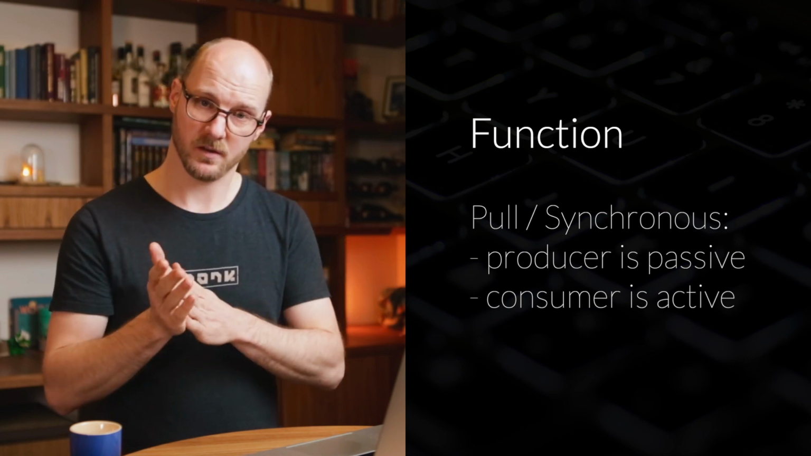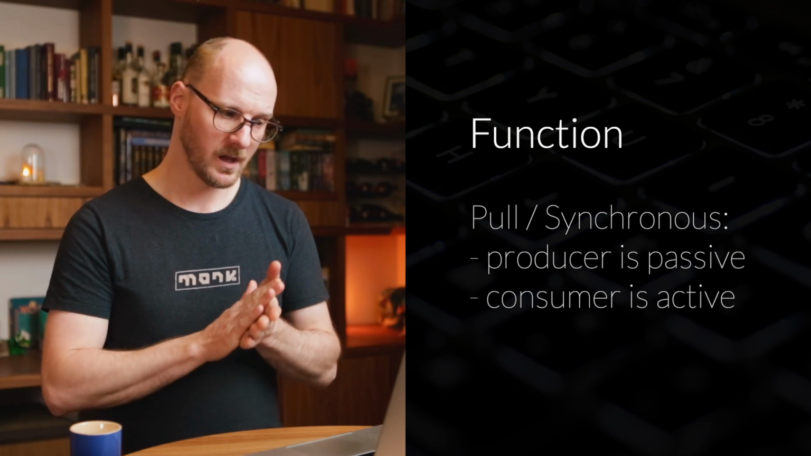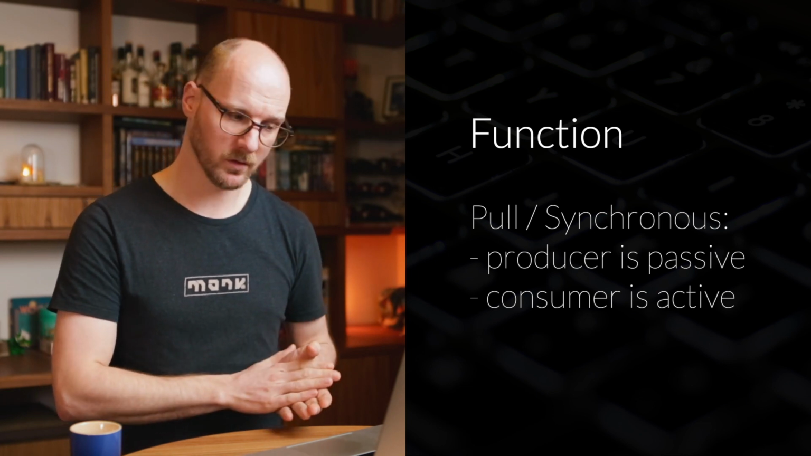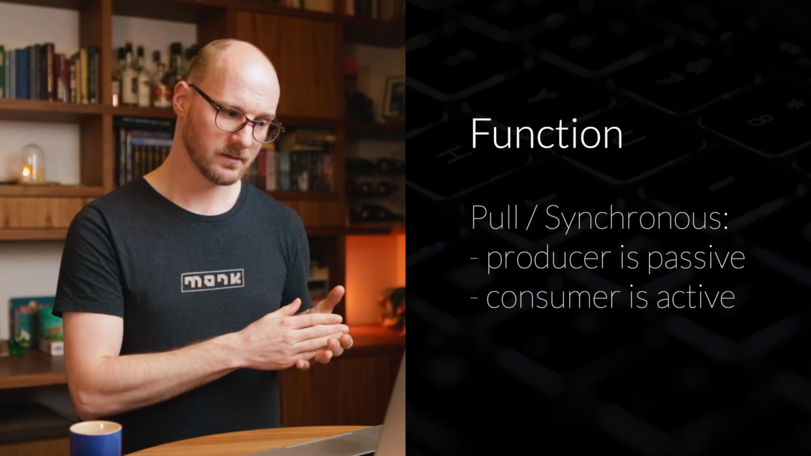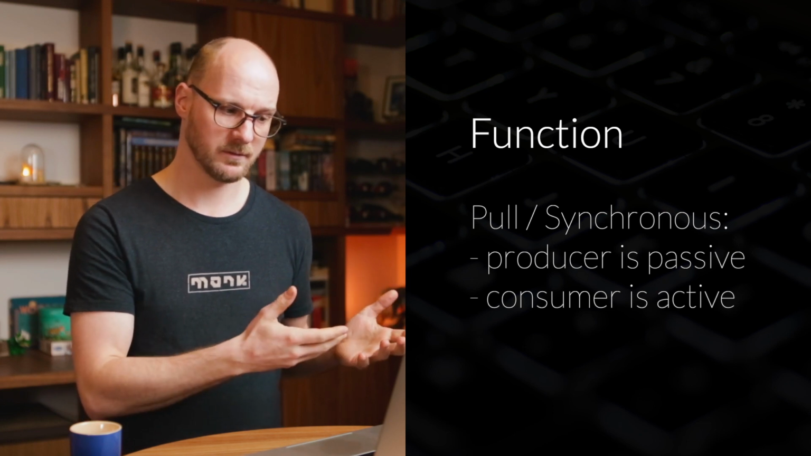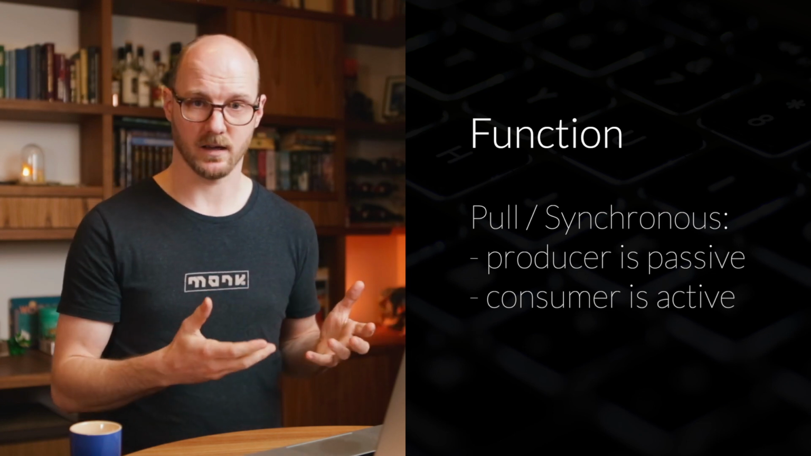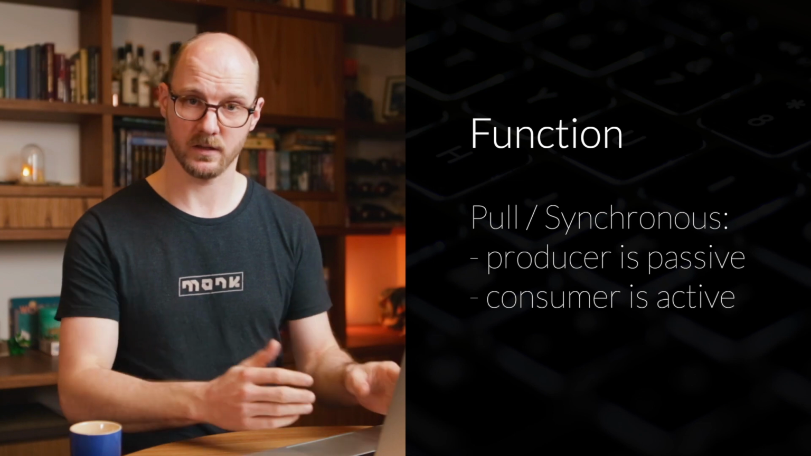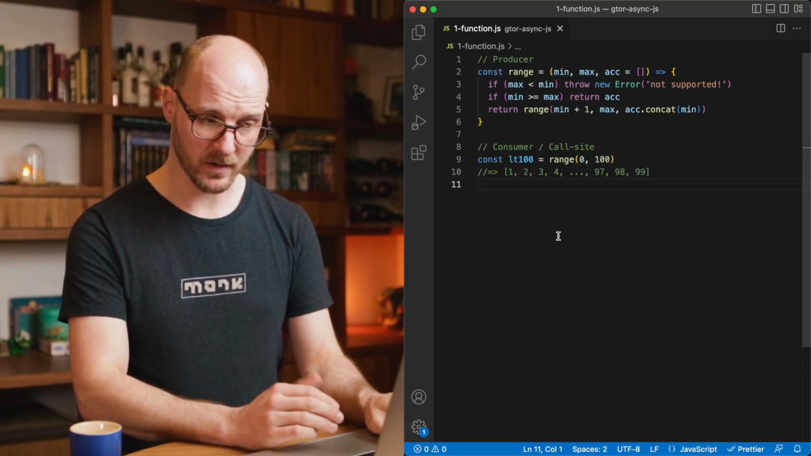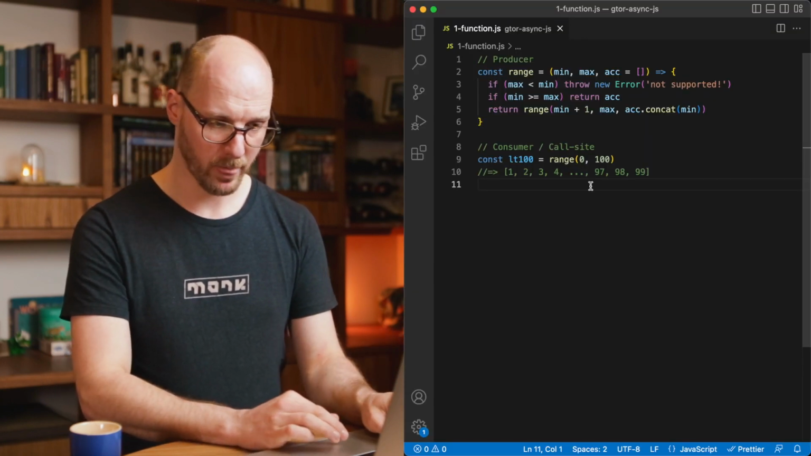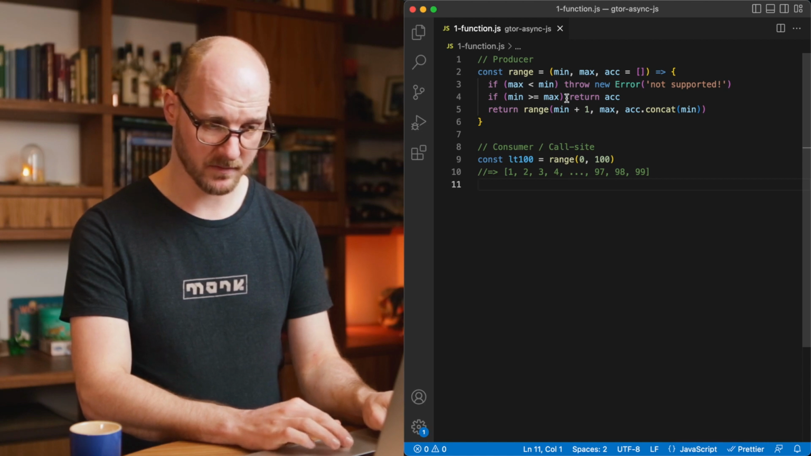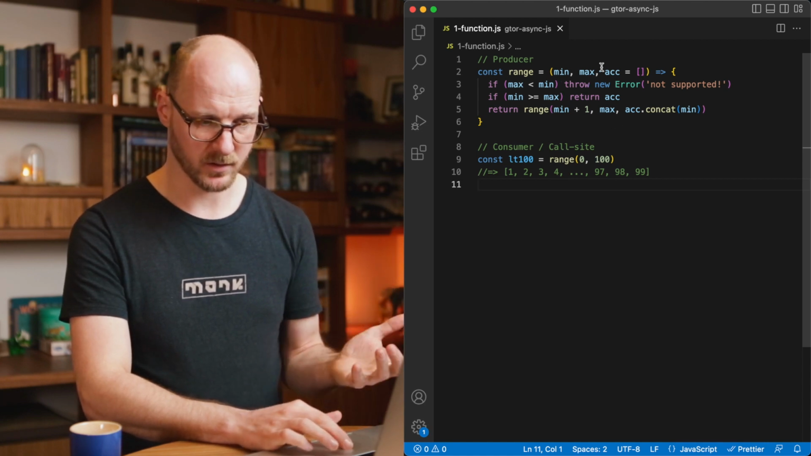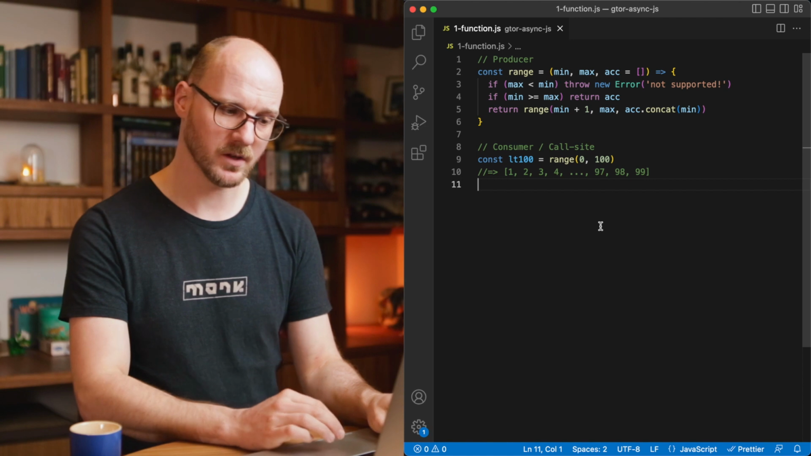The producer, therefore, is passive. It produces data when it is called, and the call side, the consumer, is active. It decides when the data is requested. Let's look at an example. In here you see the range function that I've used before. It is a recursive function. You give it a min-max and it needs an accumulator because it's a recursive function.